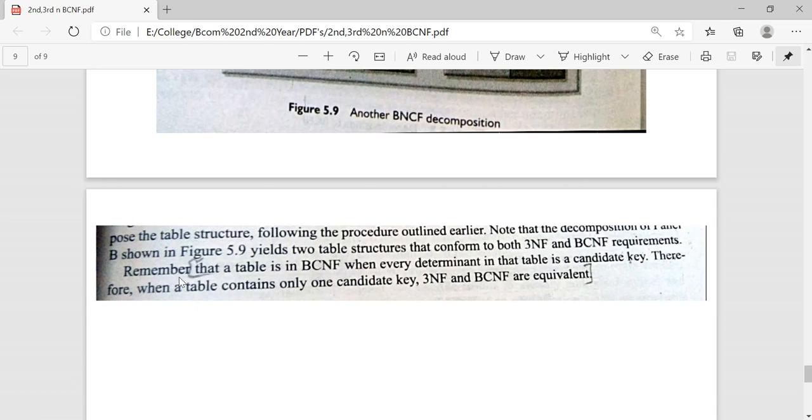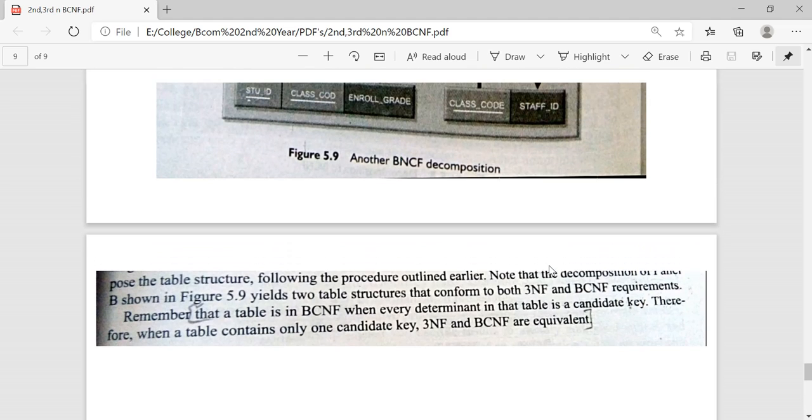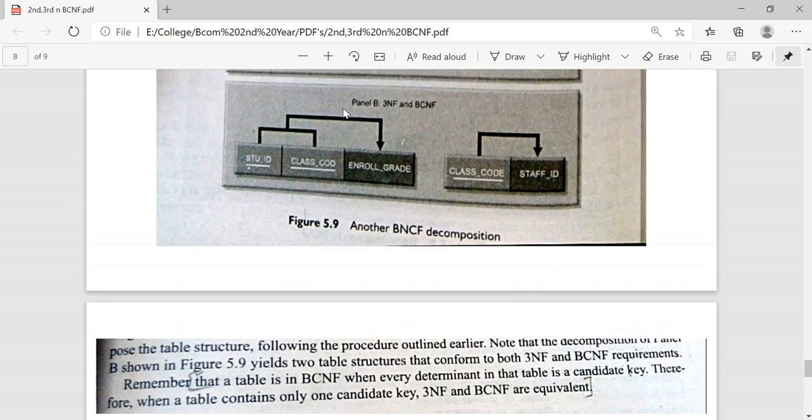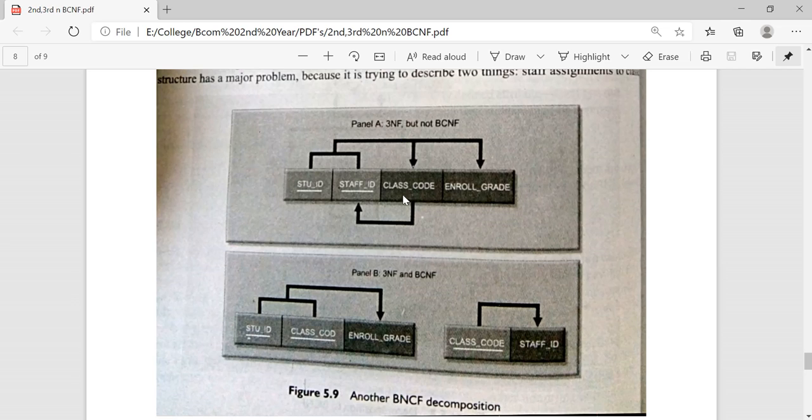So here we must remember again that a table is in BCNF when every determinant in that table is a candidate key. So when do we say a table is in BCNF? When every determinant in that table is a candidate key. So here in this table the determinant is not part of the primary key. So what we have done is we are converting the table, or we are changing the primary key so that the candidate key is converted. I mean, primary key is nothing but a candidate key.